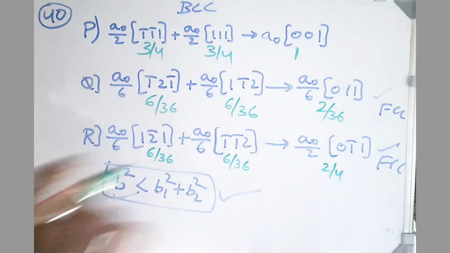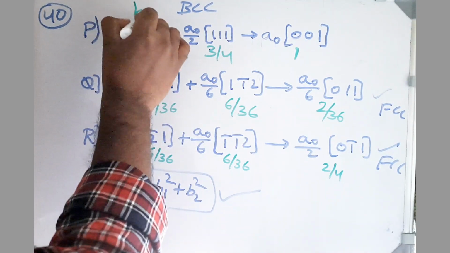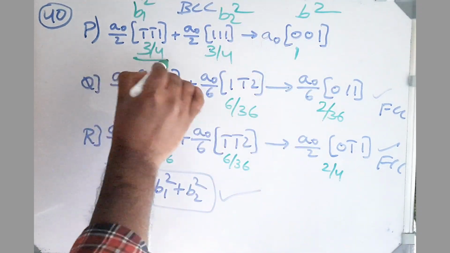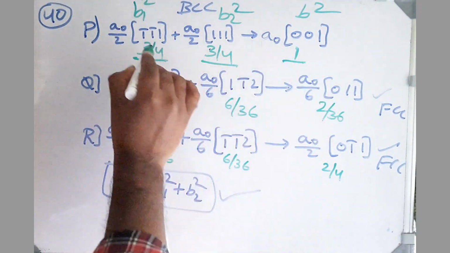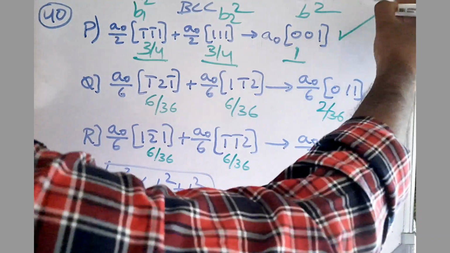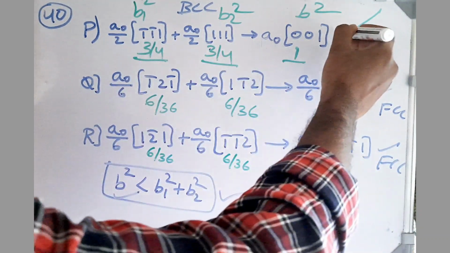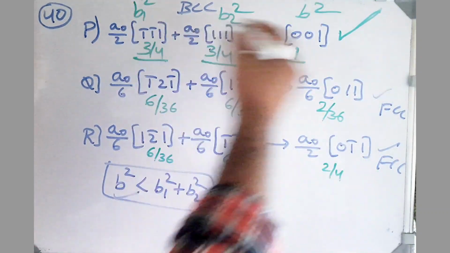Friends, if we calculate the energy of each dislocation, this is b1 square, this is b2 square, and this is b square. So this is 3 by 4, this is 3 by 4, and this is 1. The sum of these two is greater than 1. So this is energetically favorable, and this is BCC. From the options, we already got one option, friends. This is energetically favorable BCC. So this equation belongs to BCC.